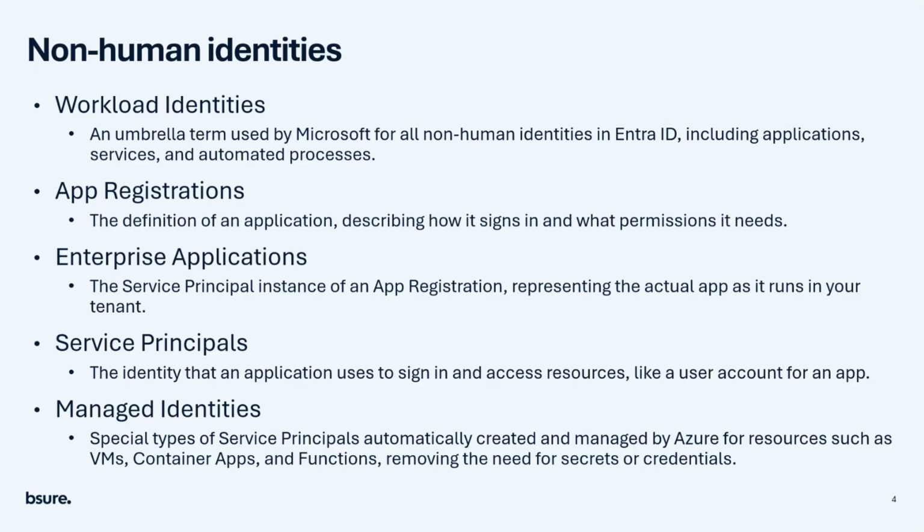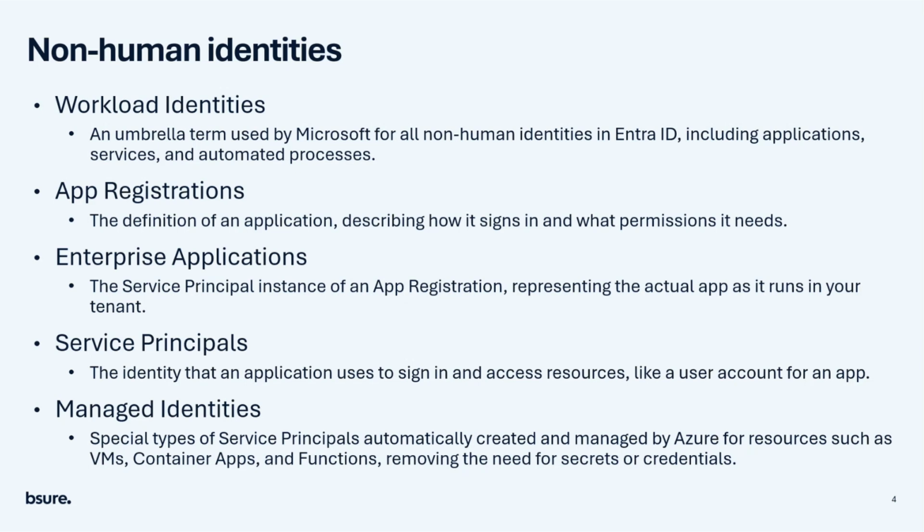But there is also another concept called app registrations. This is simply the definition of an application. So an app registration describes how this app is supposed to sign in and what permissions it can have. The enterprise app, on the other hand, is the instance, the service principal instance of the app registration. So it represents the actual app in your tenant. Each one of these gets its own identity, a service principal, which functions as the app's account inside Entra.